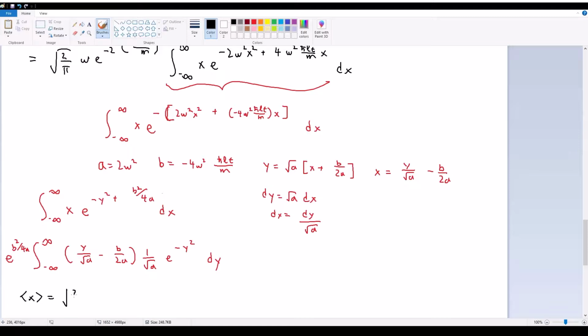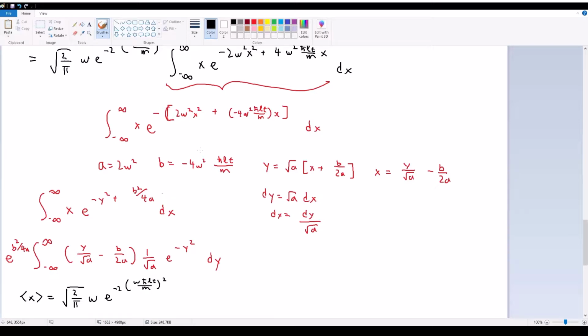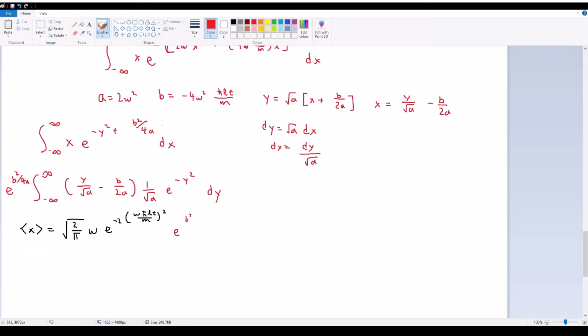So from this point, the expectation value of x is going to equal square root of 2 over pi times omega times e to the negative 2 times omega h bar lt over m, take the square of this. And then we do the integral here, which is going to come out as e to the b squared over 4a times 1 over the square root of a times the integral from negative infinity to positive infinity of y over square root of a e to the negative y squared minus b over 2a e to the negative y squared dy.